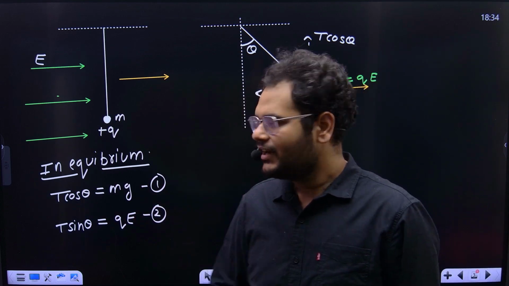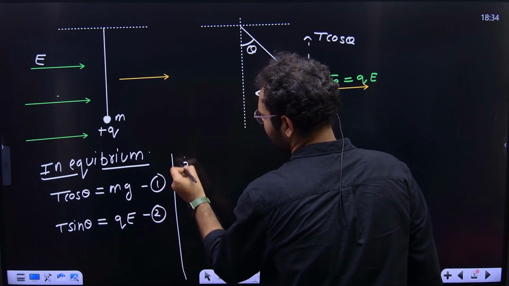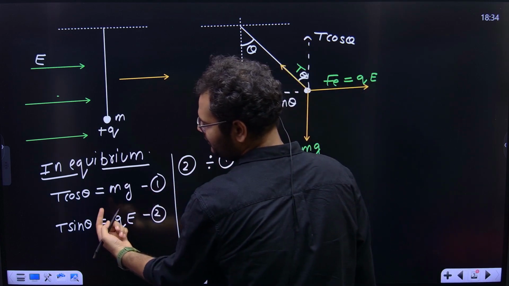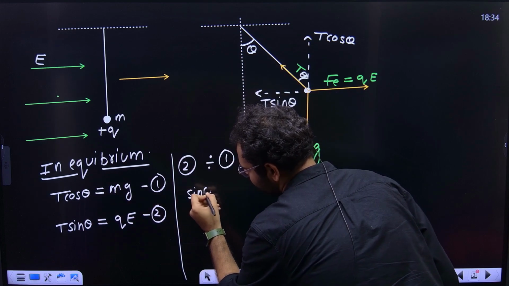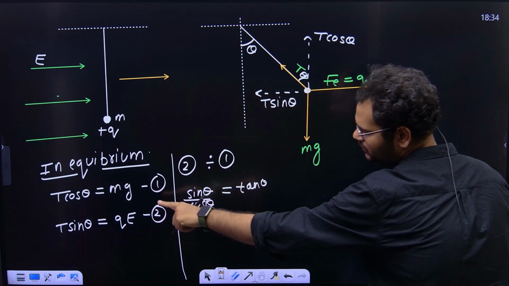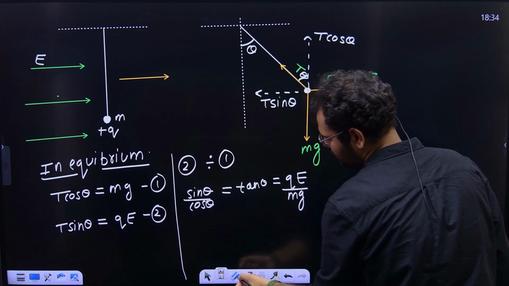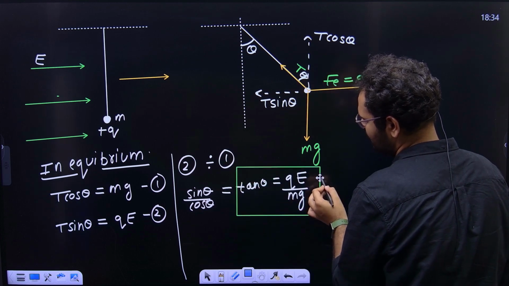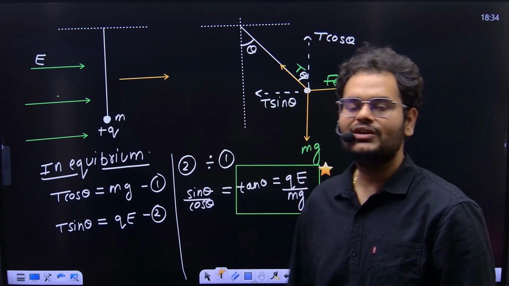Now in order to get theta, we will divide equation 2 by equation 1. What will we get? If we do 2 divided by 1, tension and tension will be cancelled. Here sin by cos will be there. So sin theta by cos theta on the LHS we will get, which is equal to tan theta. And sir, on the RHS what will we get? QE upon mg. This is a very, very important formula which we have got. You have to remember this formula: tan theta is equal to QE upon mg, because many questions come from that.